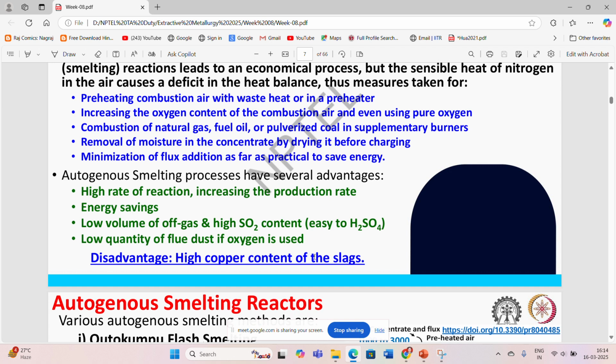Then autogeneous smelting processes have several advantages like high rate of reaction or increase in the production rate. Then it is helping in the energy saving process, and it is combining the exothermic reaction and endothermic reaction during the processing steps. Then low volume of off gas and high SO2 content, which can be easily converted to the H2SO4 acid. Then low quantity of flue dust if oxygen is used.